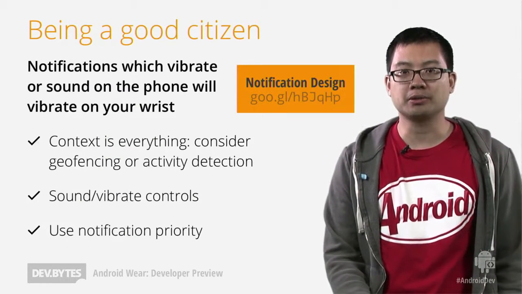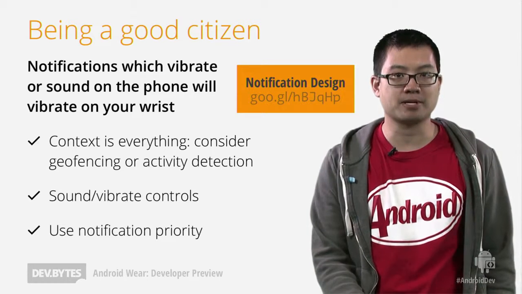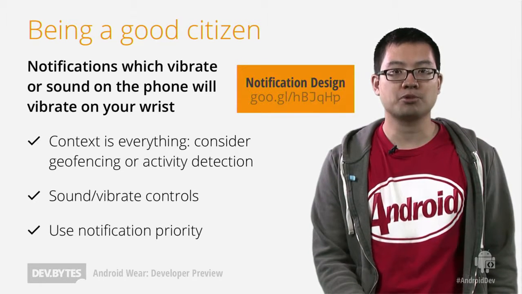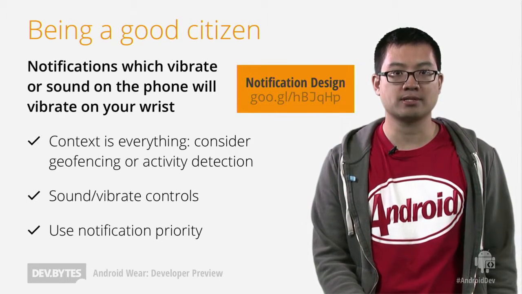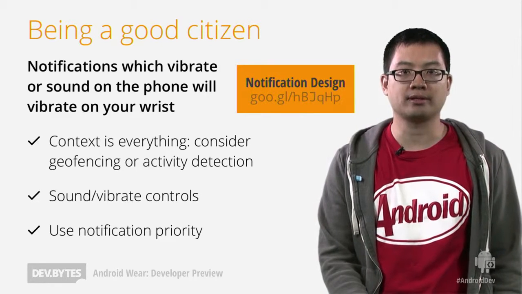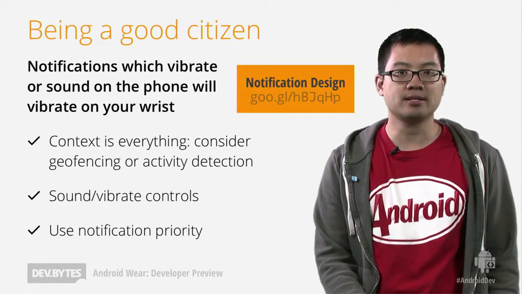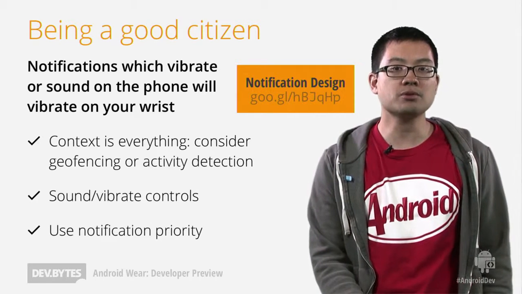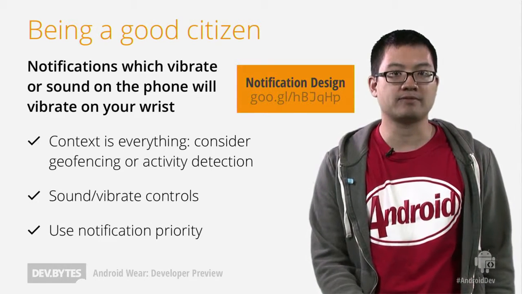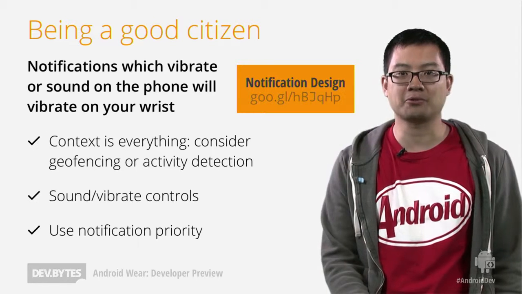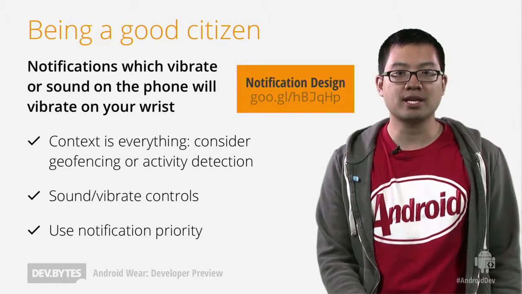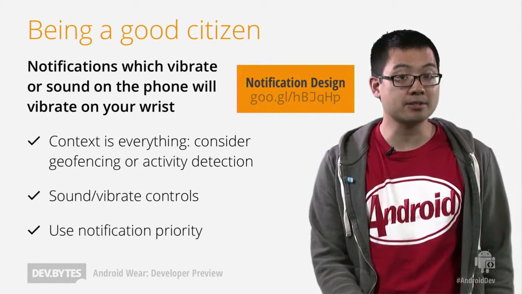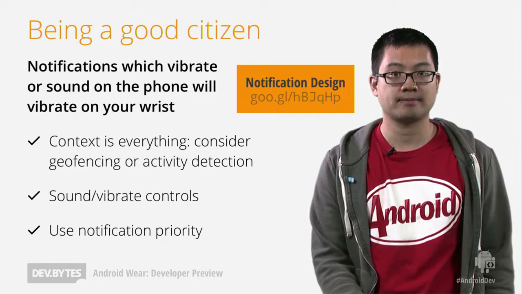So that's really cool, but with great power comes great responsibility. Automatically bridging notifications to your wrist means it's extremely important that you be considerate of when and how you notify the user. First, note that Android Wear devices will not vibrate for every notification. That will get annoying really quickly. Only notifications which would vibrate or make a sound on the phone will buzz your wrist.